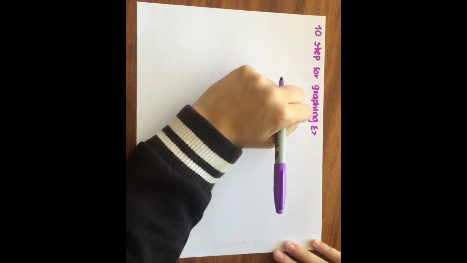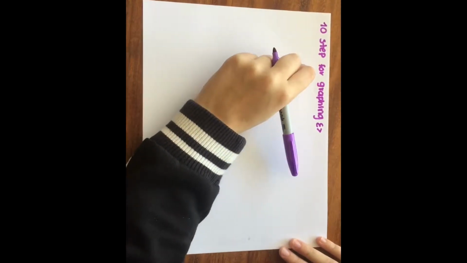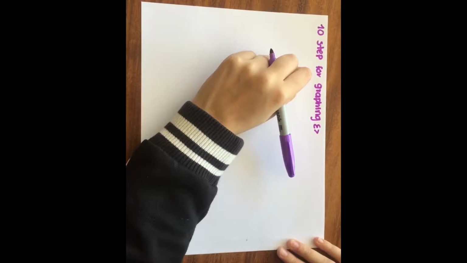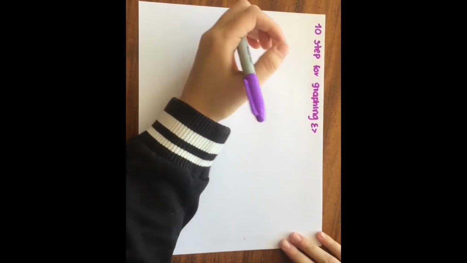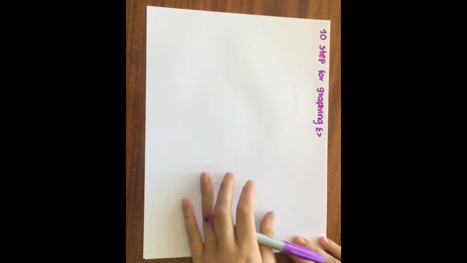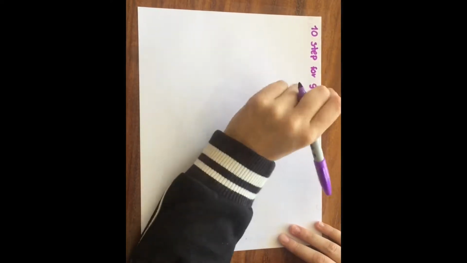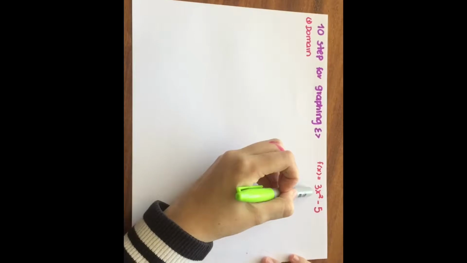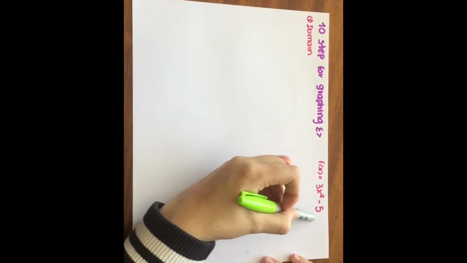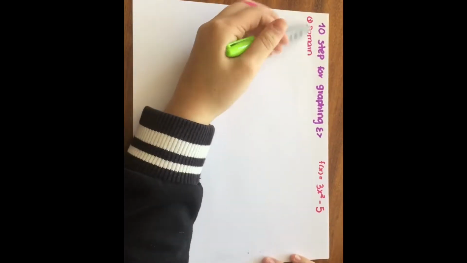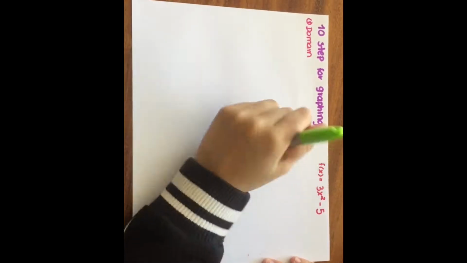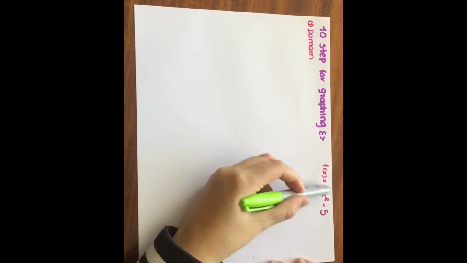10 steps for graphing. I will show you an example so we can see how the graph will look at the end, and I will explain each step. We have a function 3x squared minus 5. First we have to find the domain. To find the domain, we have to see if we have restrictions.